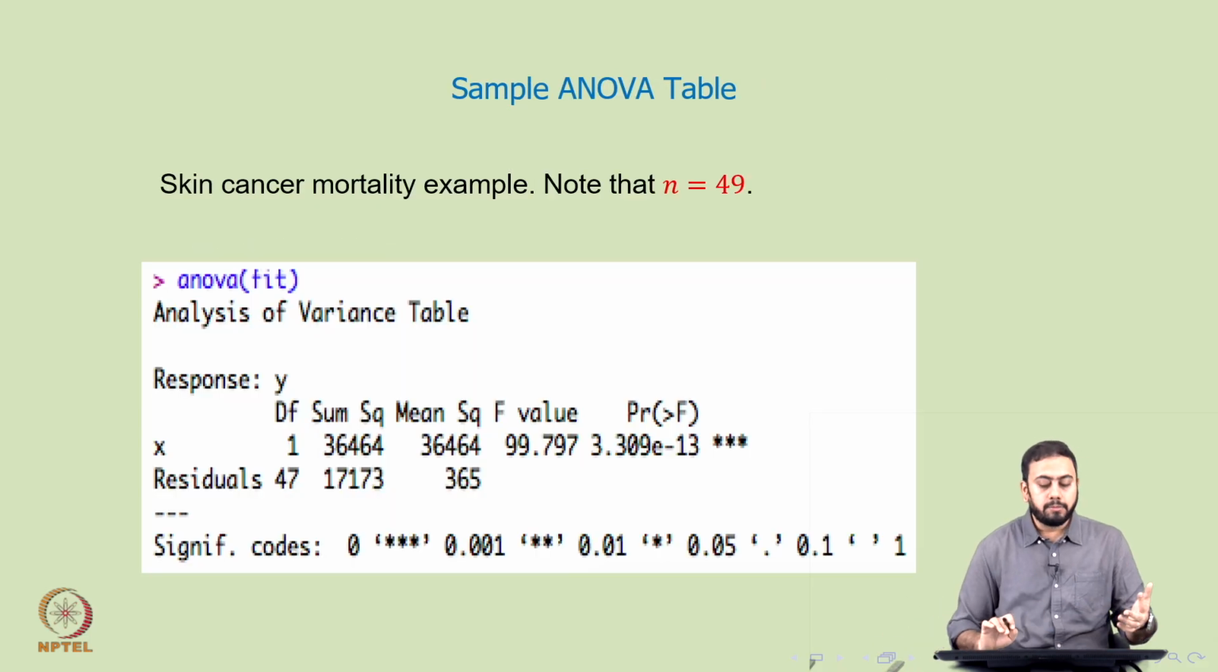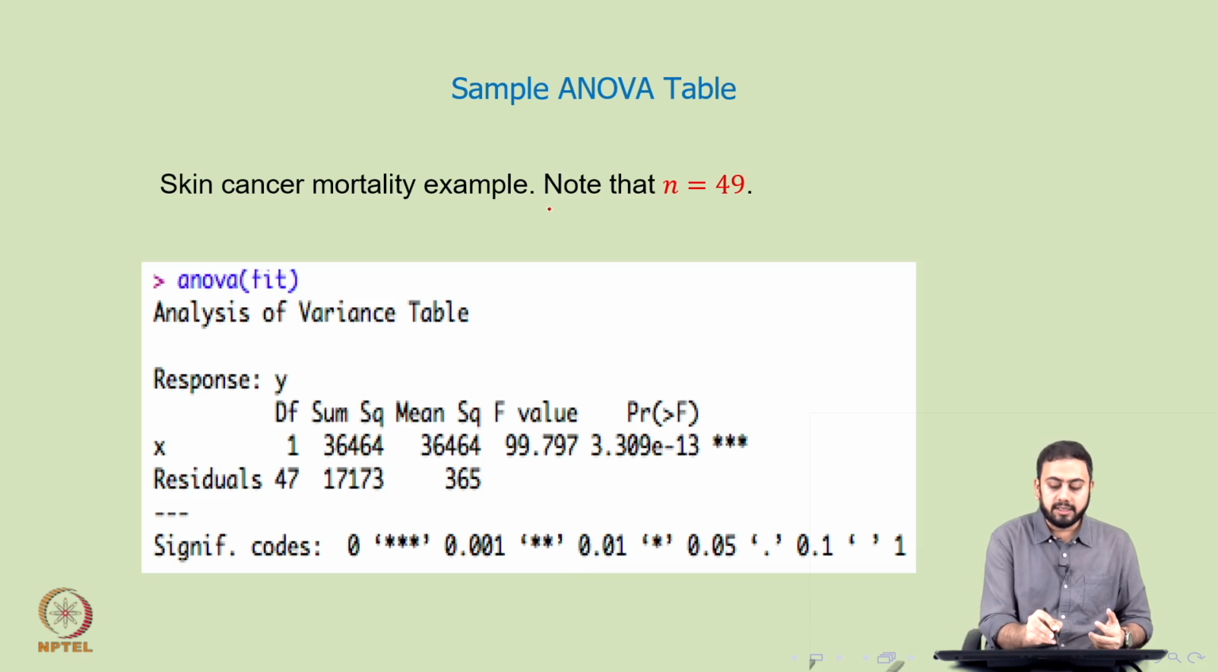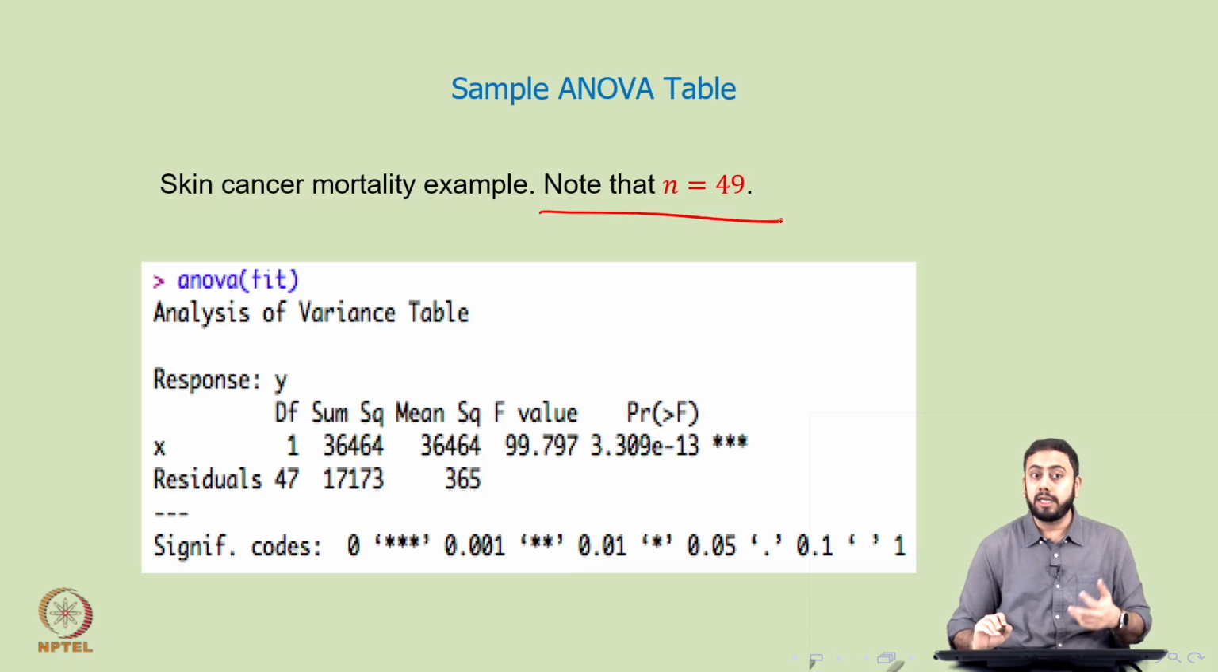Alright, so a simple sample ANOVA table. Again the same example, skin cancer mortality rate, and note that the sample size or number of observations is 49 here. Before we delve into some mathematics, I just want to show you how exactly an ANOVA table looks. By the way, all these outputs are from the R software. If you are not very comfortable with R, that's perfectly fine, but if you have worked with R before, you can try testing these on your end.